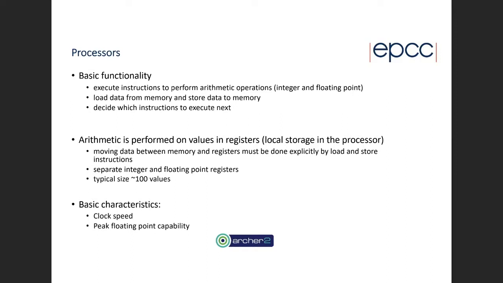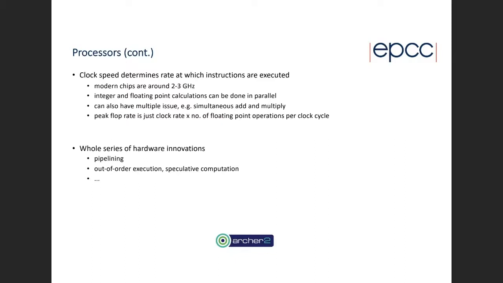And usually the basic characteristics we think about for processors are the clock speed and the peak floating point capability. Of course, those are absolutely not the whole story, but we'll come to that later. The clock speed determines the rate at which instructions are executed, and modern processors have been stuck for quite a while now at around the 2 to 3 gigahertz clock rate. We'll discuss this in more detail.